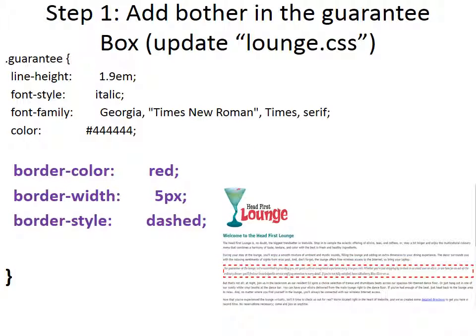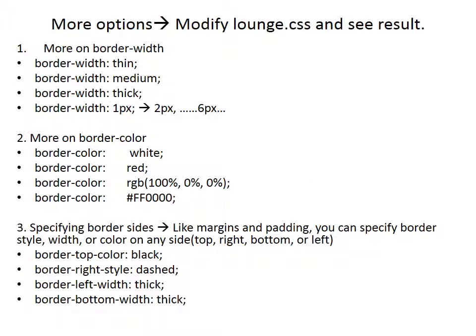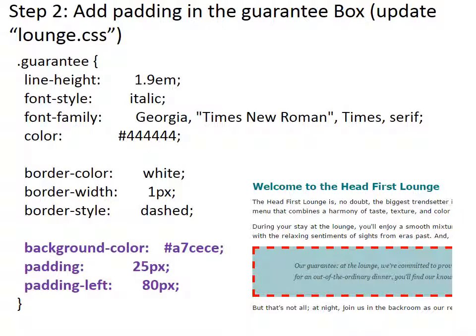Have some border properties. These are more properties of border style. I wanted to play with the border width, border color, and border size. Add background color for content. Set padding with 25 pixels. It will give you all around padding area.